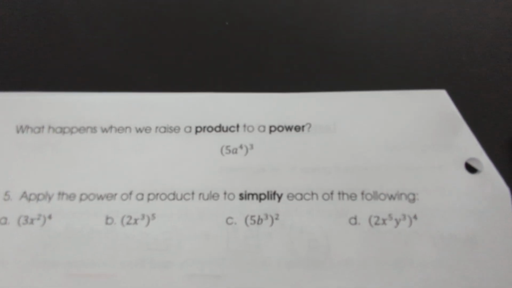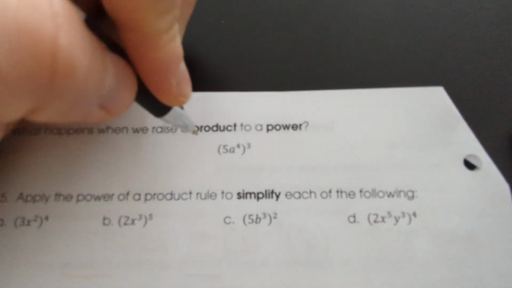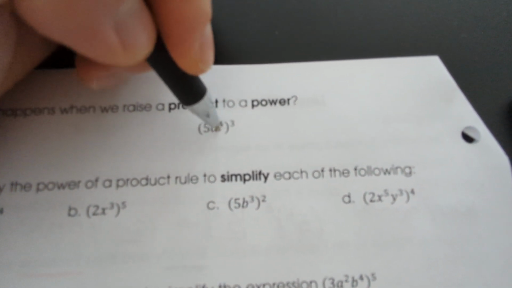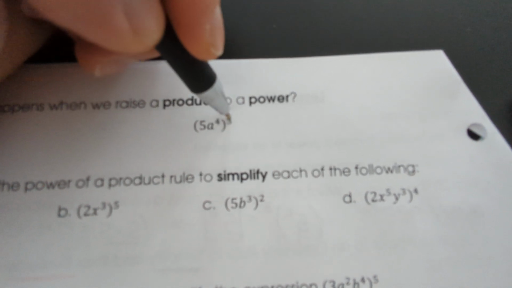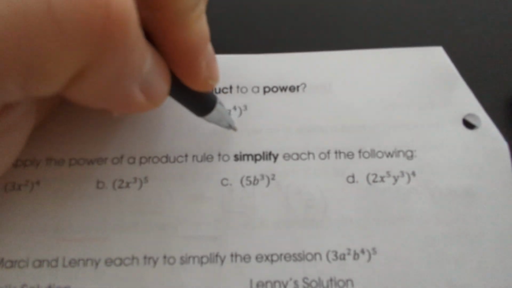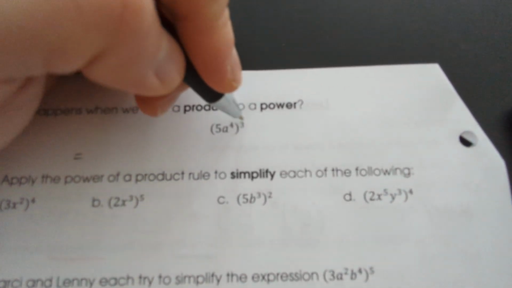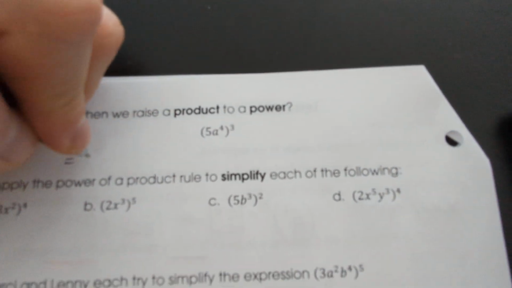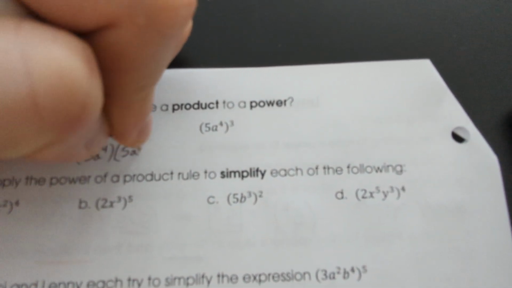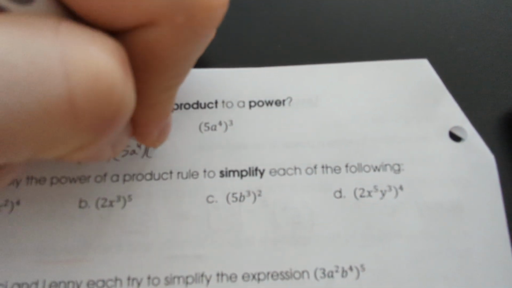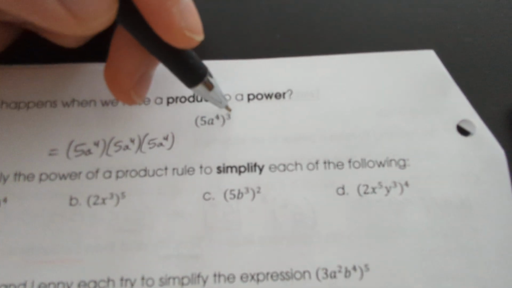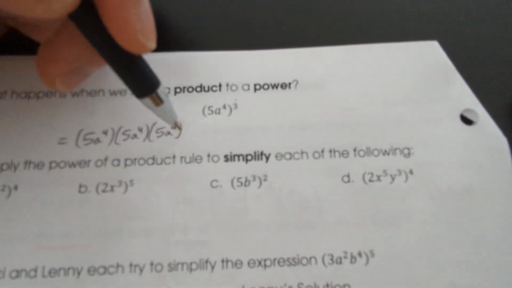So if we think about this one, we have 5 times a to the exponent of 4. So this is our product because they're multiplying. And then we're raising that to another power. Okay. So what this means, if you were to write this out, we have 3 of these being multiplied. So we have 5a to the 4 times 5a to the 4 times 5a to the 4. We have 3, exponent is 3 of these being multiplied.